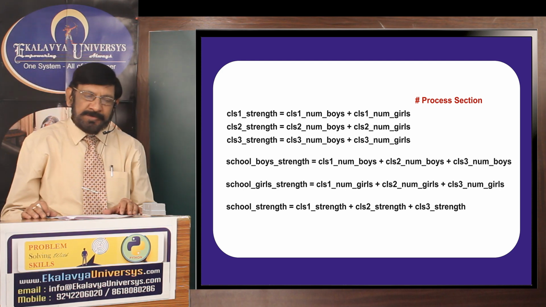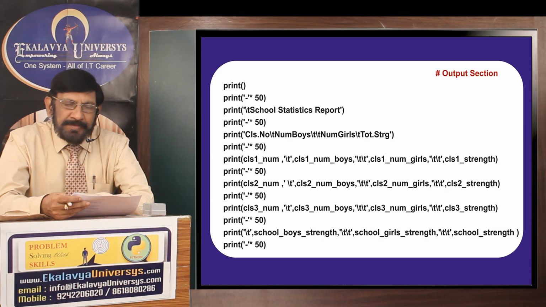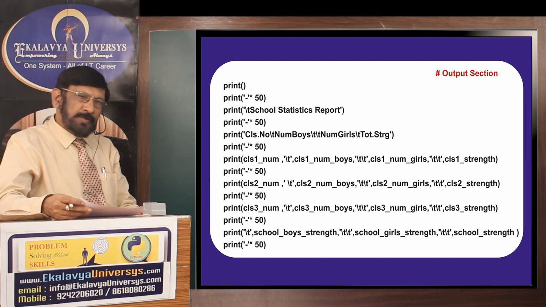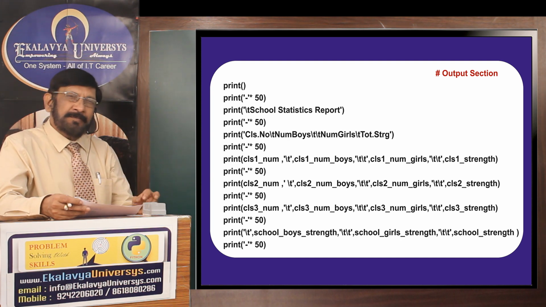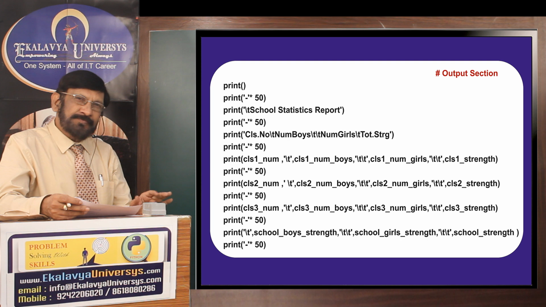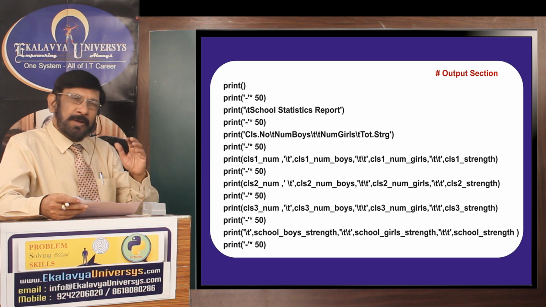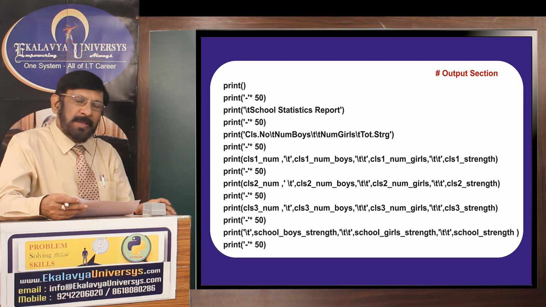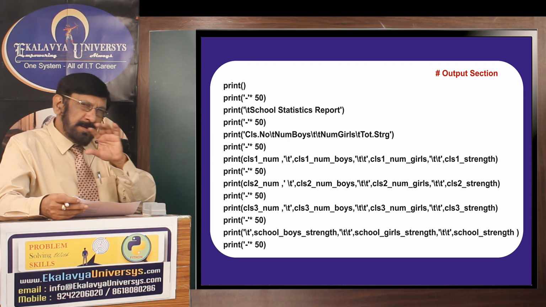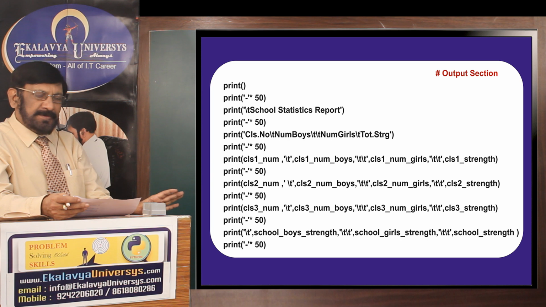Now we have to focus on the output section. As I told you, I repeat the same every time: only practice. In order to get command over the output section, you should have perfect command over the print statement. Here 13 lines of code are there, 13 print statements. Carefully write.